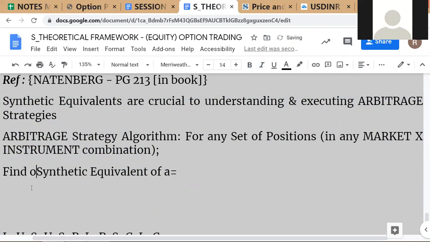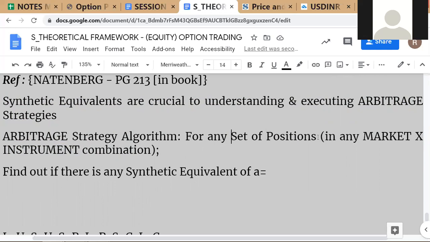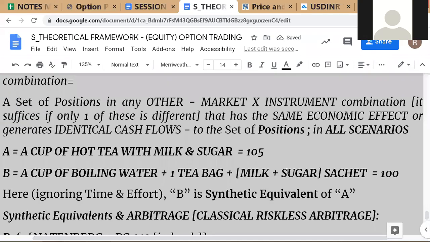find out if there is any synthetic equivalent. You can put this part in brackets. Usually when we say synthetic equivalent, it's the equivalent of a position. So this is also a position, okay? Just to be clear about that, I'm writing it like this. When I say synthetic equivalent set of positions, it's like this one here. This is a synthetic equivalent set of positions.